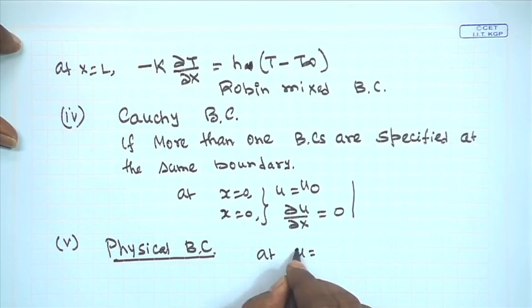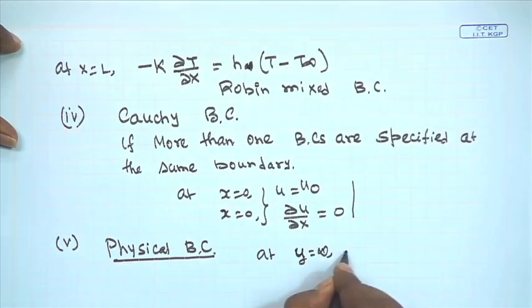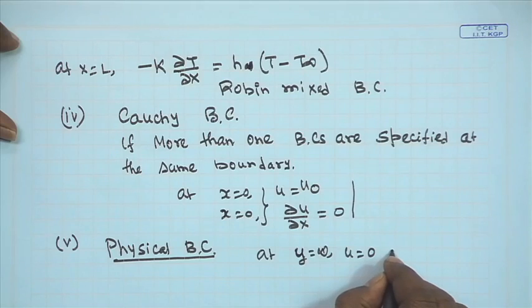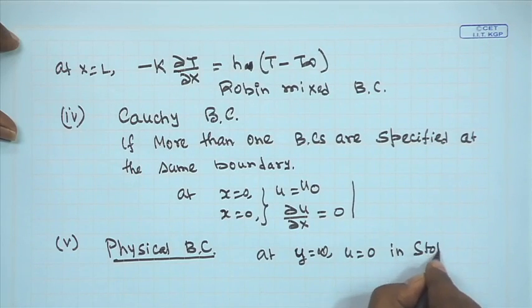At y is equal to infinity, u is equal to 0, if we keep a plate in a stagnant fluid and the plate moves in the x direction with a velocity u naught. This is known as Stokes' first problem. So, at y equal to infinity, u is equal to 0 in Stokes' first problem.